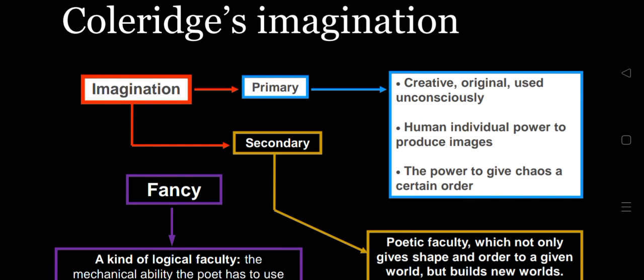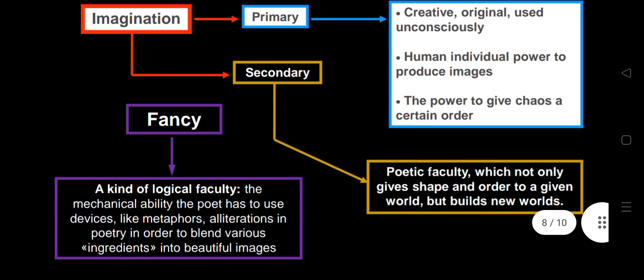Then secondary imagination is the poetic faculty. It's creative, though not original or genuine, and is more of a conscious process, a poetic faculty which not only gives shape and order to given words, you are consciously giving shape and order to given words, but builds a new world.